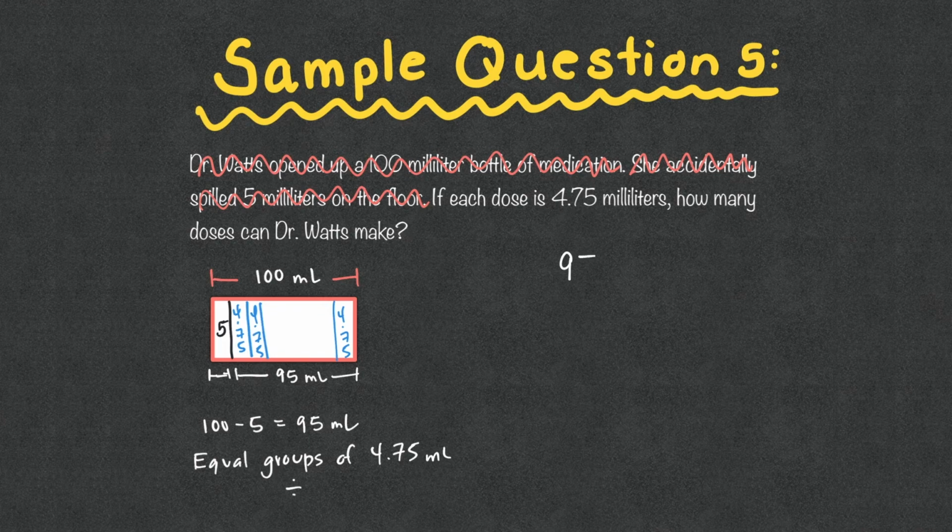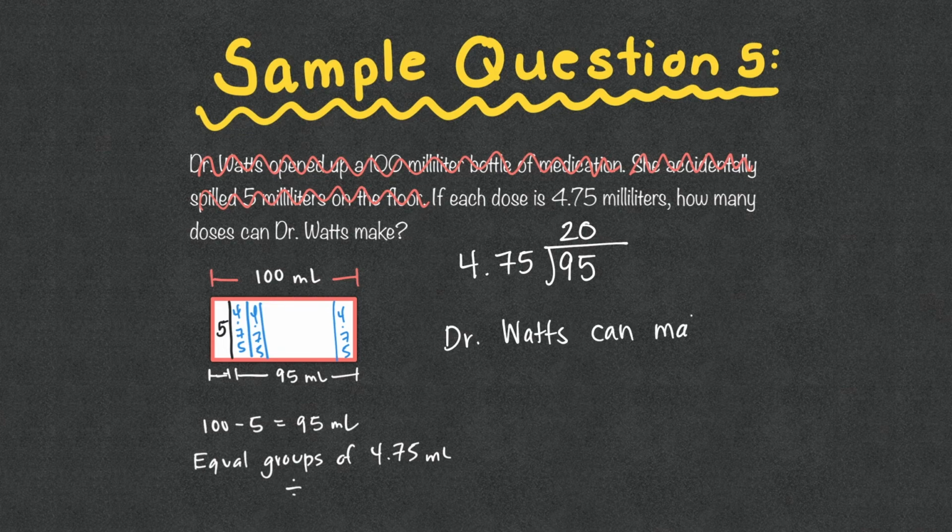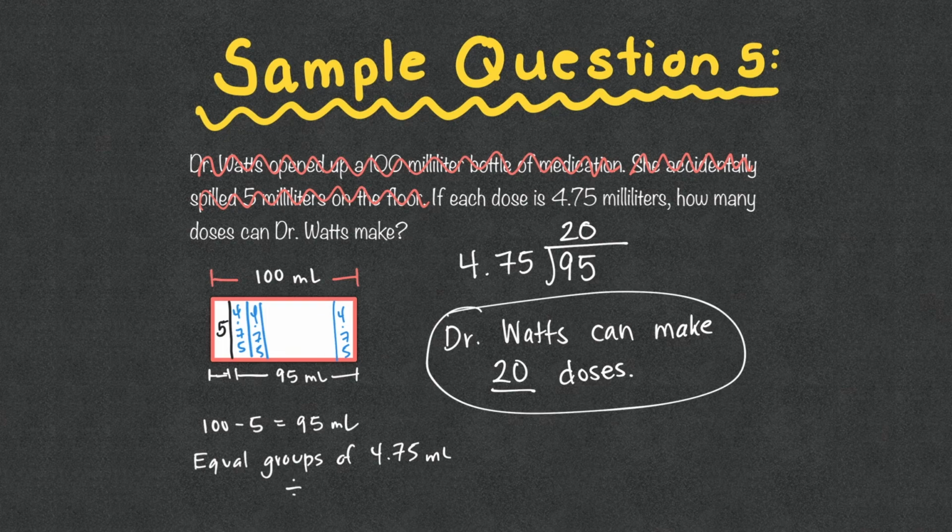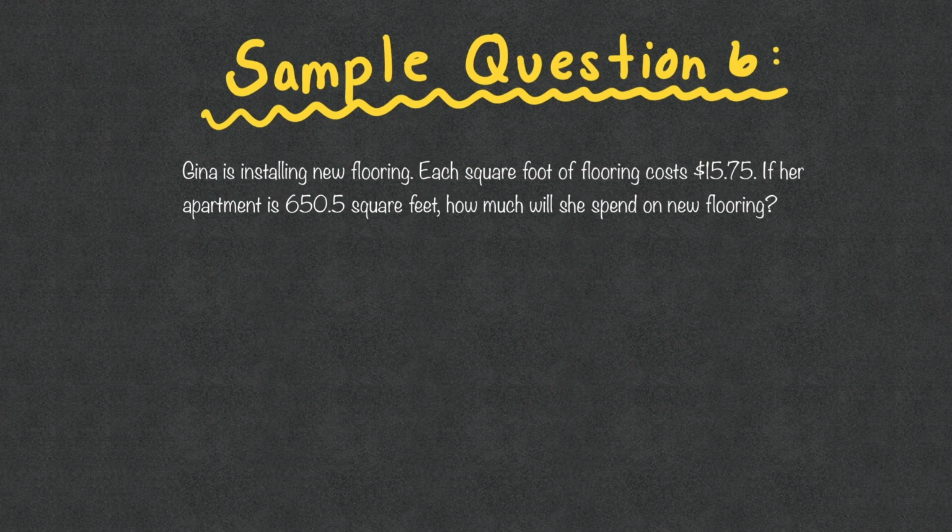So we have 95 milliliters left. We're going to divide that by 4.75. So if we put that into our calculators, 95 divided by 4.75, that's going to give us 20. So Dr. Watts can make 20 doses. Once we organize our information, it does become easier for us to understand what is happening. All right, let's look at our final sample question, number 6.